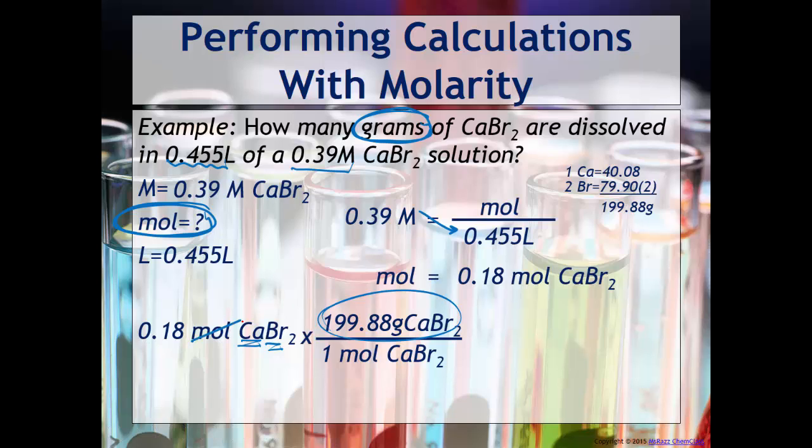Remember, that's the number that's going to go right here. Now, our moles of calcium bromide would cross each other off, and we're left with grams, which is what the problem asks for. So we end up with 36 grams of calcium bromide.